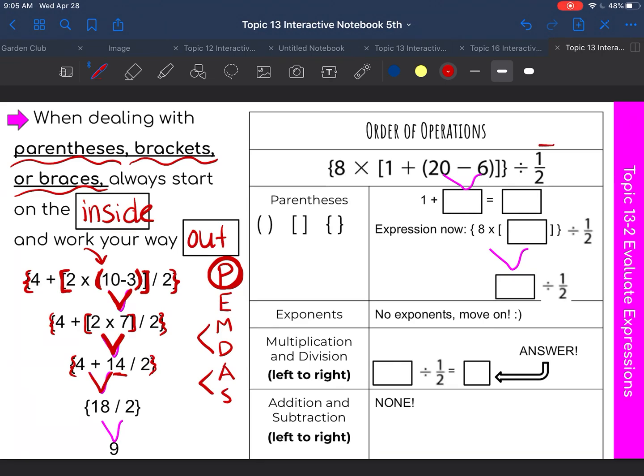So let's look at this example. Okay, we have a long problem. But we're going to start with the parentheses. So 20 minus 6 is 14.